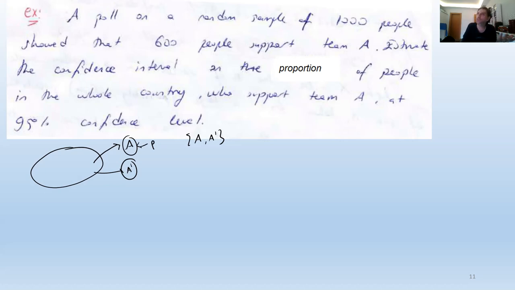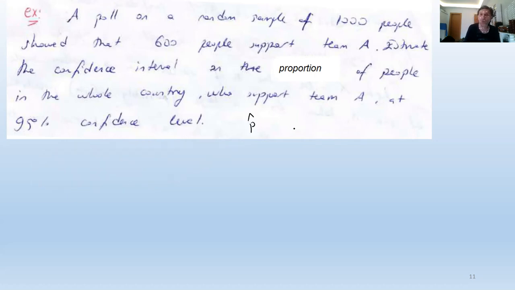So as a Bernoulli distributed random variable, you may think about supporting team A as success, or anything that you like, and not supporting is the other outcome, either 0 or 1. So when you select a random observation with a probability of p, that person will support team A. What we would like to do here is estimate p hat and also come up with an upper and lower confidence interval for p, where p corresponds to the proportion of people who support team A, or the probability of randomly selecting a person who supports team A.